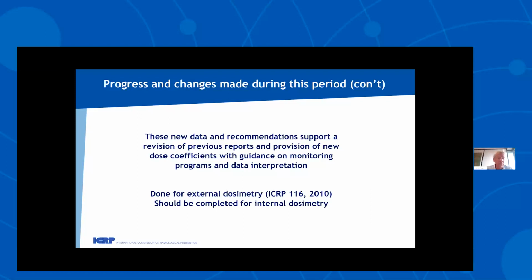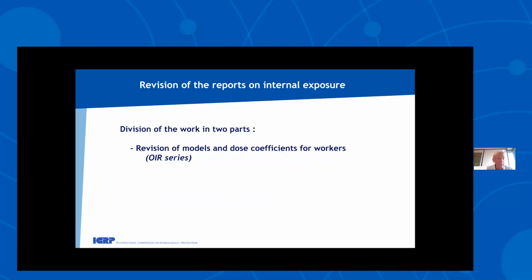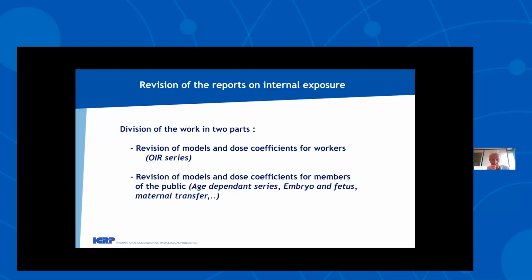This was done for external dosimetry. In external dosimetry, we produced new dose coefficients in 2010, and that should be completed for internal dosimetry. So the work has been divided in two parts. We first focus on the revision of models and dose coefficients for the worker. That was published under the OIR series, again, occupational intake of radionuclides series. And the second part is about the revision of models and dose coefficients for members of the public, including the embryo and fetus, and including the transfer via the milk.